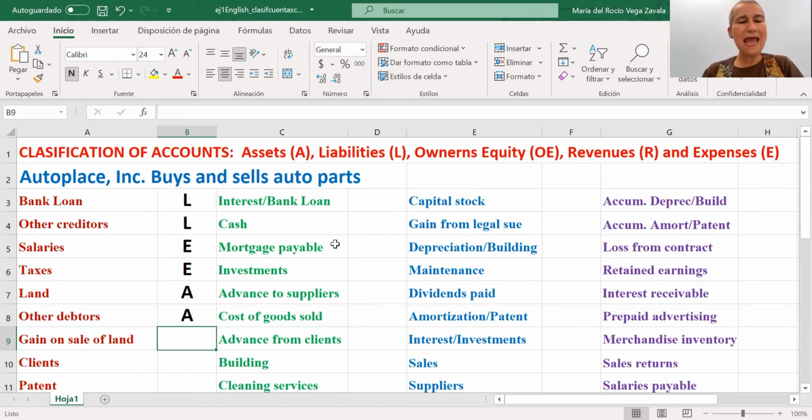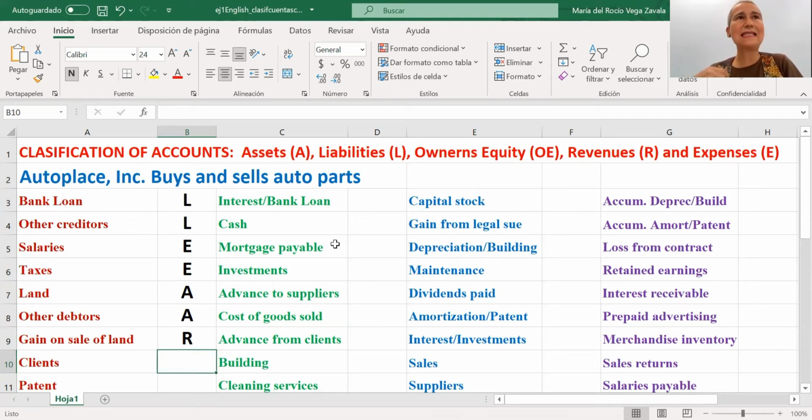Gain on sale of land. Any gain, any good thing, guys, every good thing, it will be a revenue in accounting. So gains, of course, those are good things for you, and those are revenues.